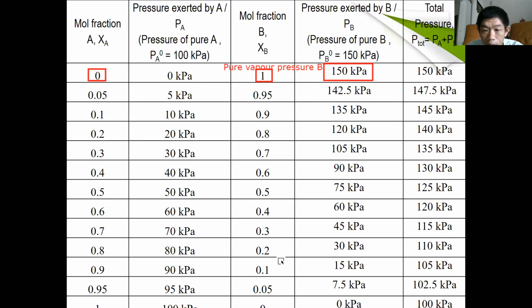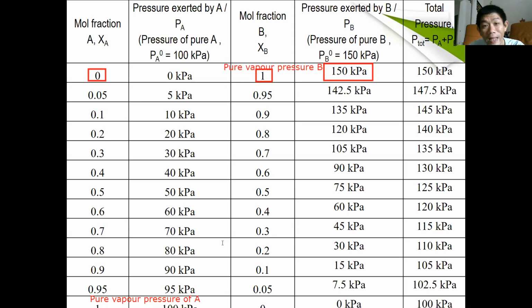Okay. So at the end, you shall have mole fraction of A equals 1, which is a pure vapor pressure of A of 100 kilopascal. And then the vapor pressure of B is 0. So in here, you can see that there is no vapor pressure of B, isn't it? In other words, here is the pure vapor pressure of, sorry, A. Okay. So this is what happens after the calculations.